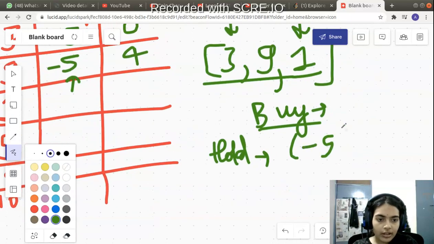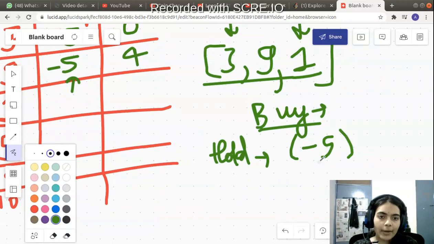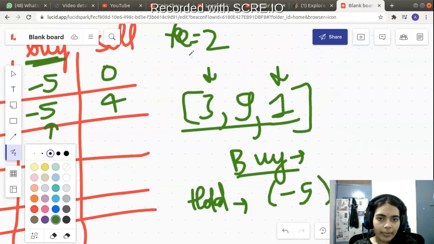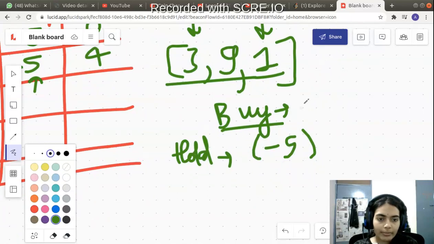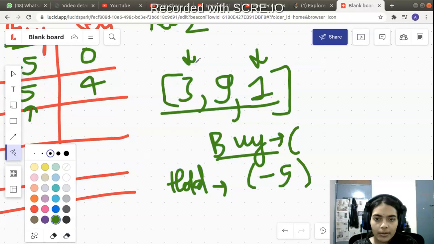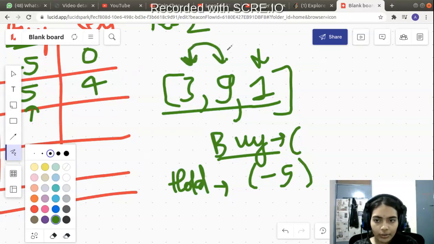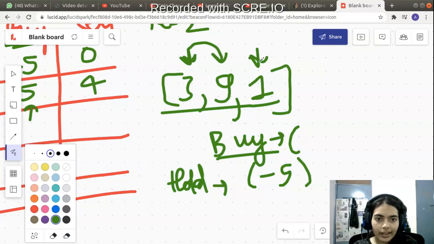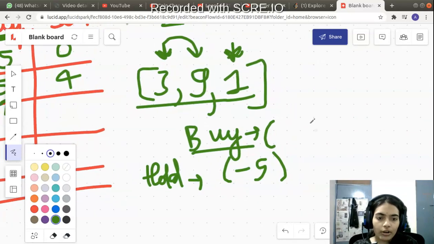So if I hold the stock, then I had paid 3 rupees and then 2 rupees transaction fee, so it will cost me -5. If I buy the stock now, what does that mean? It means I would have bought the stock on day one and sold it on day two, in this particular example, and then I'm buying again on day three. So in this case, what will be my profit?